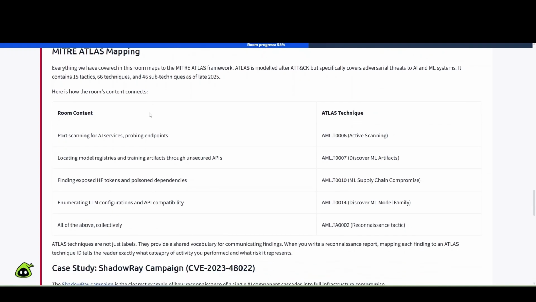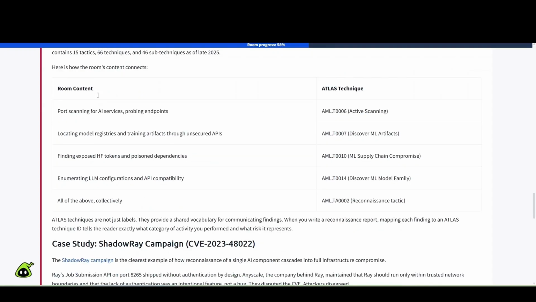MITRE Atlas mapping. Everything we have covered in this room maps to the MITRE Atlas framework. Atlas is modeled after ATT&CK, but specifically covers adversarial threats to AI and ML systems. It contains 15 tactics, 66 techniques, and 46 sub-techniques as of late 2025. I believe there's more than that now, so check out this website to get the latest information.